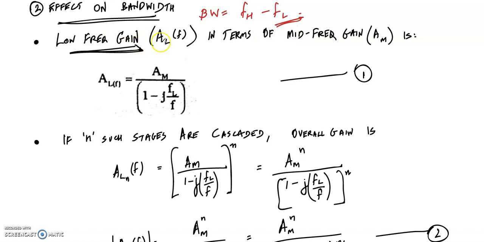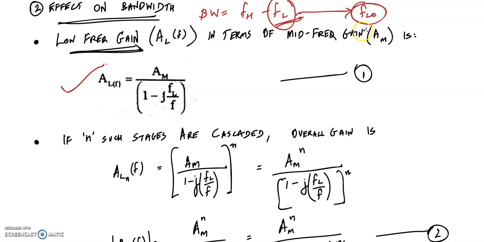When you take low frequency gain, AL of f, in terms of mid frequency gain, the equation is given by AL of f is equal to AM by 1 minus j into FL by f. We are going to come to a conclusion on what happens to FL. What happens to FL after cascading? Let us assume that FL becomes FL naught.